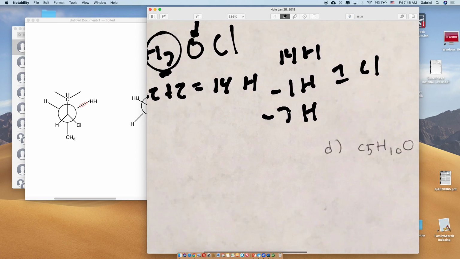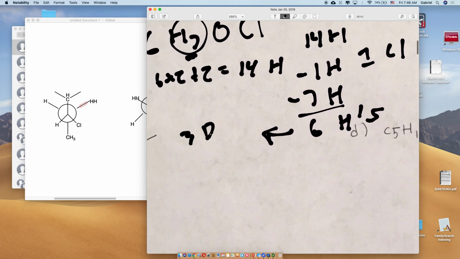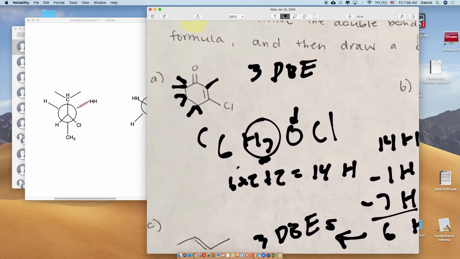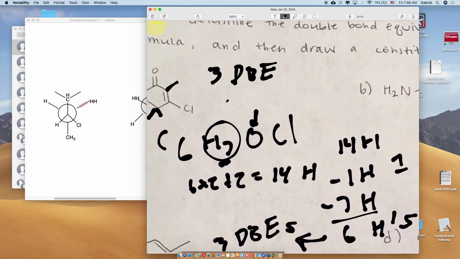So that becomes 14 minus 8, which is 6 hydrogens, and 1 DBE per every 2 hydrogens, so 6 divided by 2 is, voila, we've got 3 double bond equivalents. If you're given the structure, it's easy just to count the number of double bonds and the ring, and then you get it from there. If you're given the molecular formula, work through it like I have shown here.